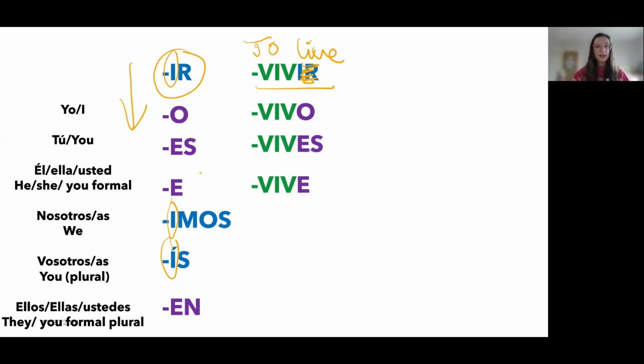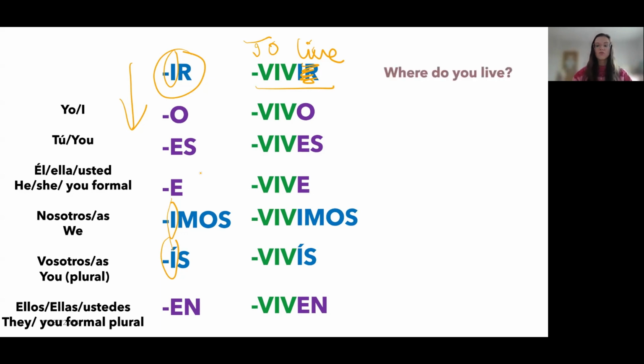"We live," though, don't forget, it's not vivemos, it's vivimos, okay? You need to remember because it's an IR verb, we must make sure the endings for nosotros and vosotros follow the IR. It's not the same as the ER here. Vivís, and then this one is the same, viven, okay? So these are your endings, you've now conjugated them. Perfect, nice and simple.